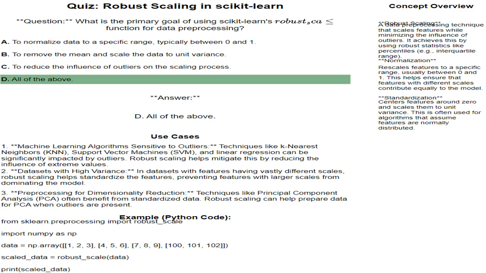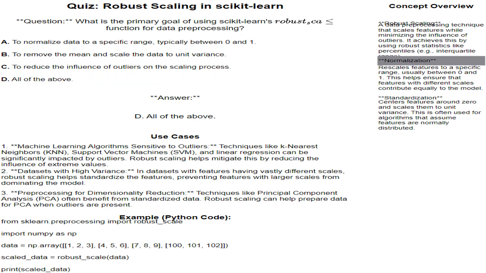False. While robust scaling can result in data within a certain range, its primary focus is not on achieving a specific range like normalization, 0 to 1. False. This describes the process of standardization, not robust scaling. Robust scaling is more resistant to outliers, whereas standardization is not.